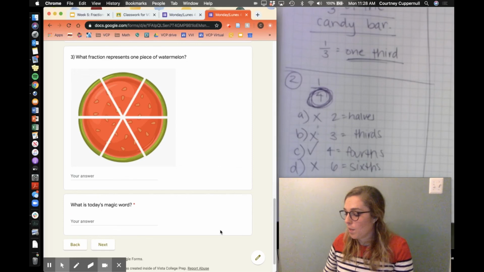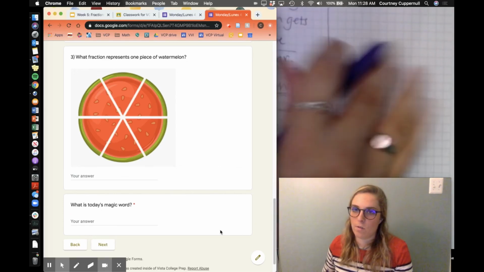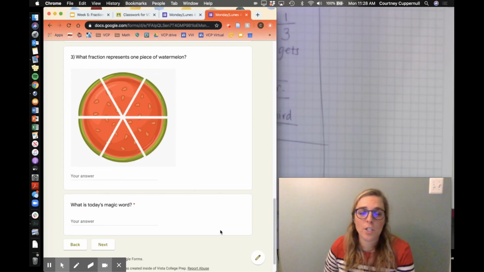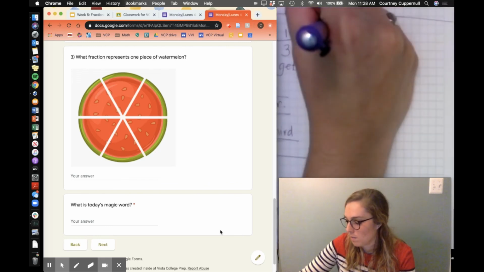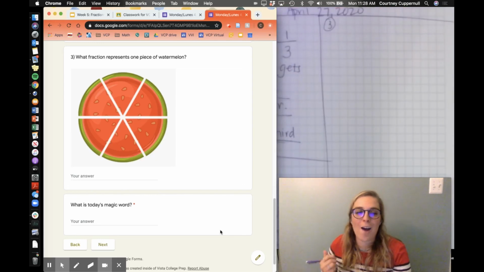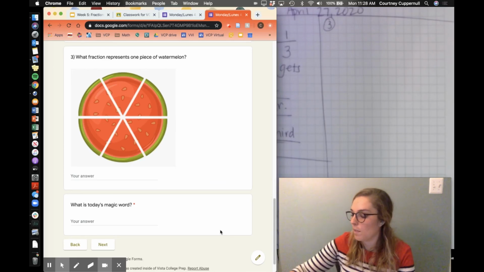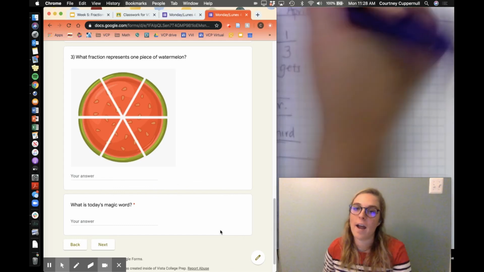Alrighty, so the third question here, I'm running out of room, so I'm just going to go to the top of my scratch paper. The third and final question is, what fraction represents 1 piece of watermelon? So basically what this question is asking me is, how much is each piece of watermelon? What fractional amount is each piece of watermelon? So I'm going to think to myself, okay, one piece of watermelon, that's going to go in my numerator because that's the one piece that I have.